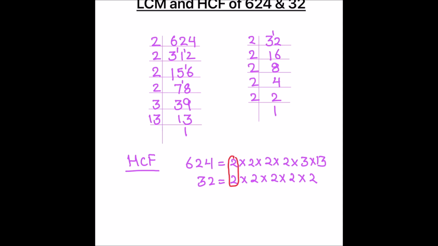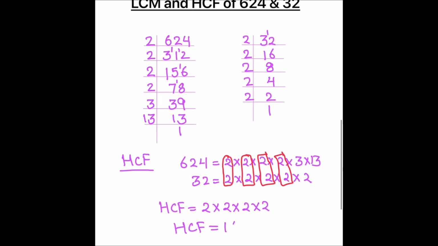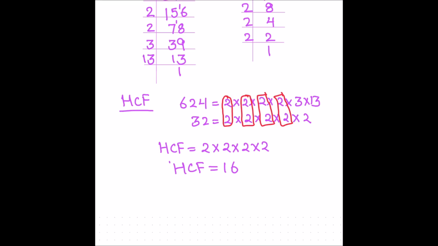Here 2 is common in both the numbers. One more 2 is common here. One more 2 is common. This 2 is again common here. So we got all the common factors. So the HCF will be the product of all the common factors, and the common factors we are going to write only once. So here 2 times 2 times 2 times 2 will be the HCF. So HCF will be 2 times 2 is 4, 4 times 2 is 8, and 8 times 2 is 16. So HCF of 624 and 32 is 16.